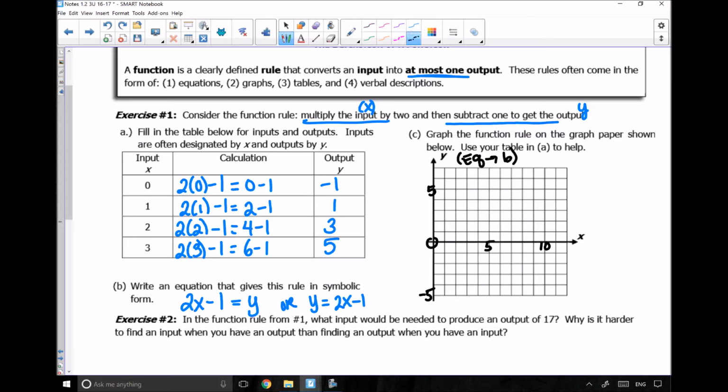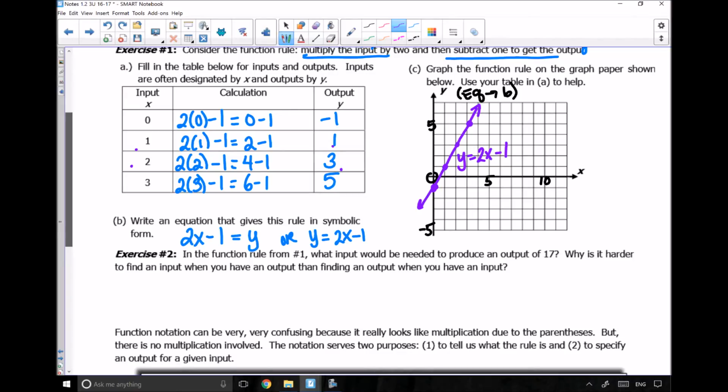If I want to graph this out, I know that the input of 0 has an output of negative 1. The input of 1 has an output of 1 right here. The input of 2 has an output of 3, and the input of 3 has an output of 5. That's the pattern, and it's going to keep going like this. So this would be my graph, y equals 2x minus 1. Or I could just say my y-intercept is negative 1, and then I would go up 2 and over 1 because that's my slope. All right, so that's exercise 1.